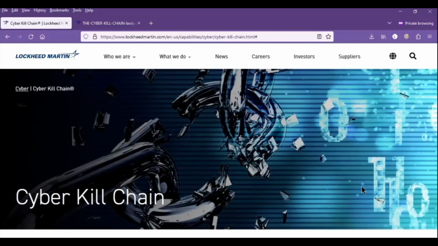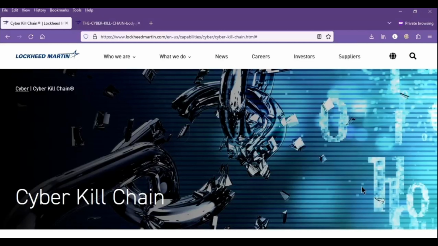The cyber kill chain is a model that outlines the sequence of steps taken by a malicious actor from reconnaissance through the attack stage. In this segment, we will review the model along with the tactics, techniques, and procedures used by malicious actors during each phase. I am here at Lockheed Martin, where we can learn more about the cyber kill chain.